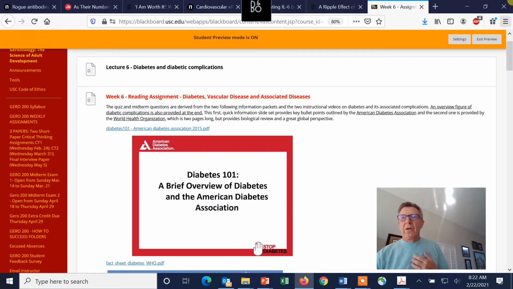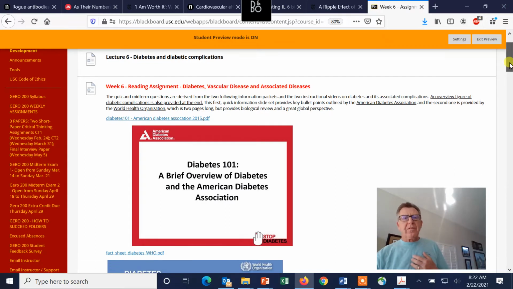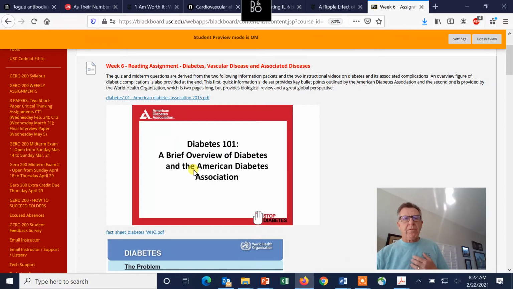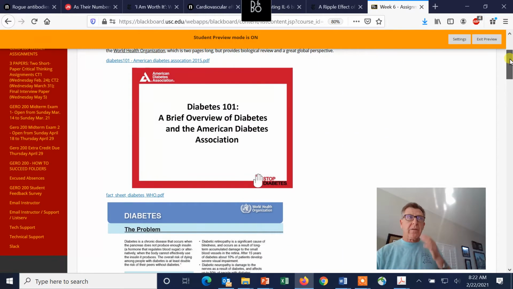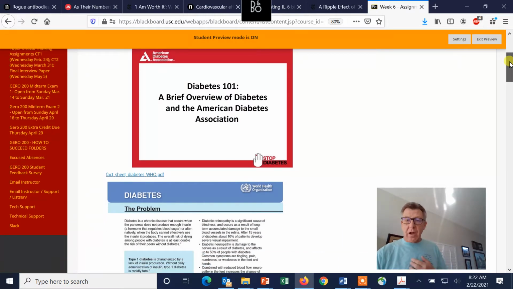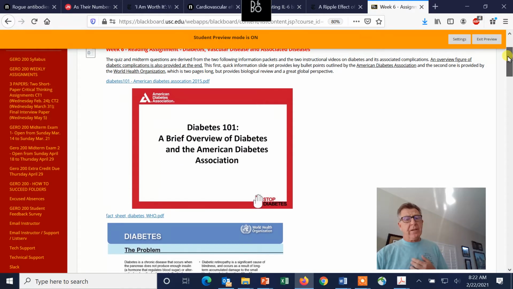So this is a real brief overview of diabetes. It'll explain type 1 and type 2. Type 1 is called juvenile diabetes. It's an autoimmune disease. It's not fully understood why these autoimmune diseases erupt, but it is autoimmune, which means your immune system attacks the part of your body that produces insulin.